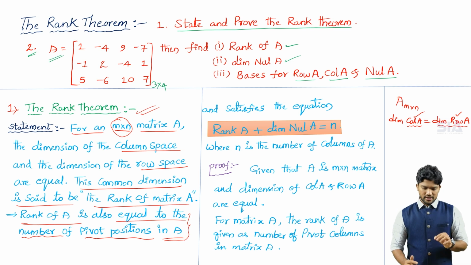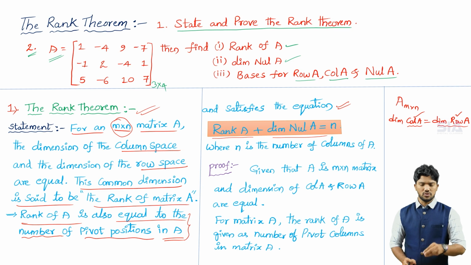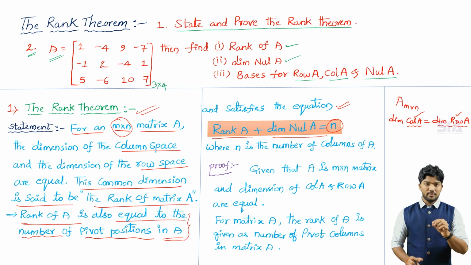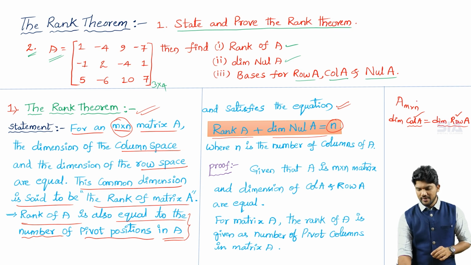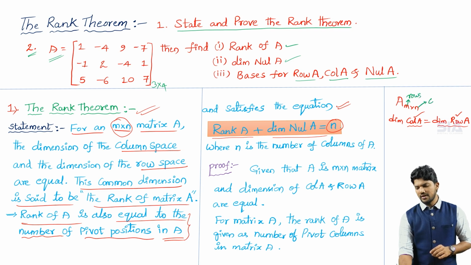Okay, and the matrix satisfies the equation: rank of A plus dimension of null space of A is equal to small n, where small n is the number of columns in capital A. Why? Because capital A is an m by n order matrix, where m is the number of rows and small n indicates the number of columns.